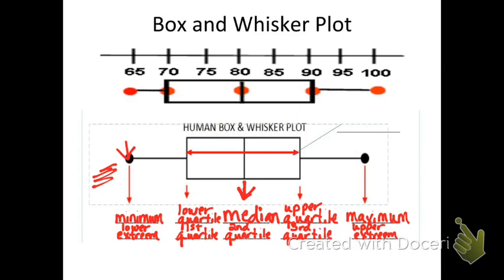Okay, so we have minimum, lower quartile, median, upper quartile, maximum, or lower extreme, first quartile, second quartile, third quartile, and upper extreme. You'll have plenty of time to practice these, so don't worry about that. But all of the numbers that would be a part of whatever this box and whisker was about would fall between the minimum and the maximum, or the lower extreme and the upper extreme.